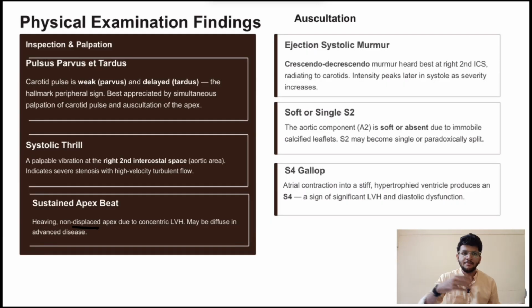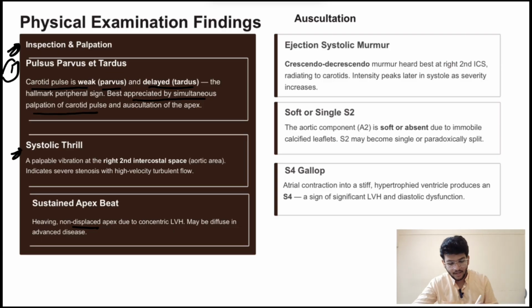Let us see the physical examination findings of aortic stenosis, where inspection and palpation give us pulsus parvus et tardus, where the carotid pulse is weak, that is parvus, and delayed, that is tardus. The hallmark for aortic stenosis, best appreciated by simultaneous palpation of the carotid pulse with auscultation of the apex. Systolic thrill, a palpable vibration at the second right intercostal space, indicates severe stenosis with high velocity turbulent flow. Sustained apex beat, a heaving and non-displaced apex beat due to concentric LVH.